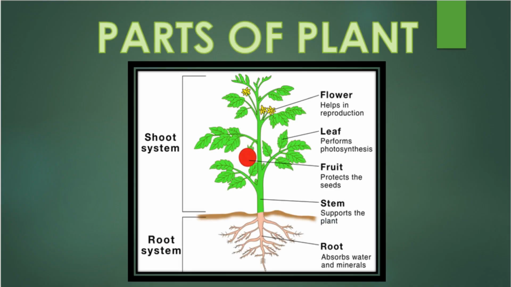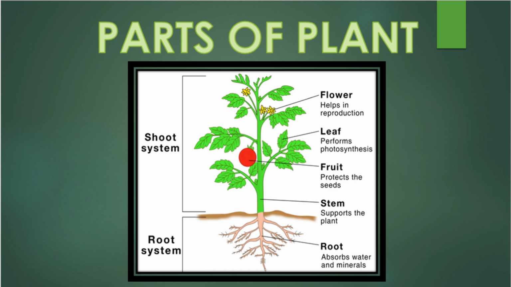The plant body is mainly divided into two parts. One is roots and the other one is shoots. The part of a plant which grows below the ground is called roots. What are roots? Roots are the parts of the plant which grow below the ground. And the parts of the plant which grow above the ground are called shoots. Getting it? What are the roots and shoots?